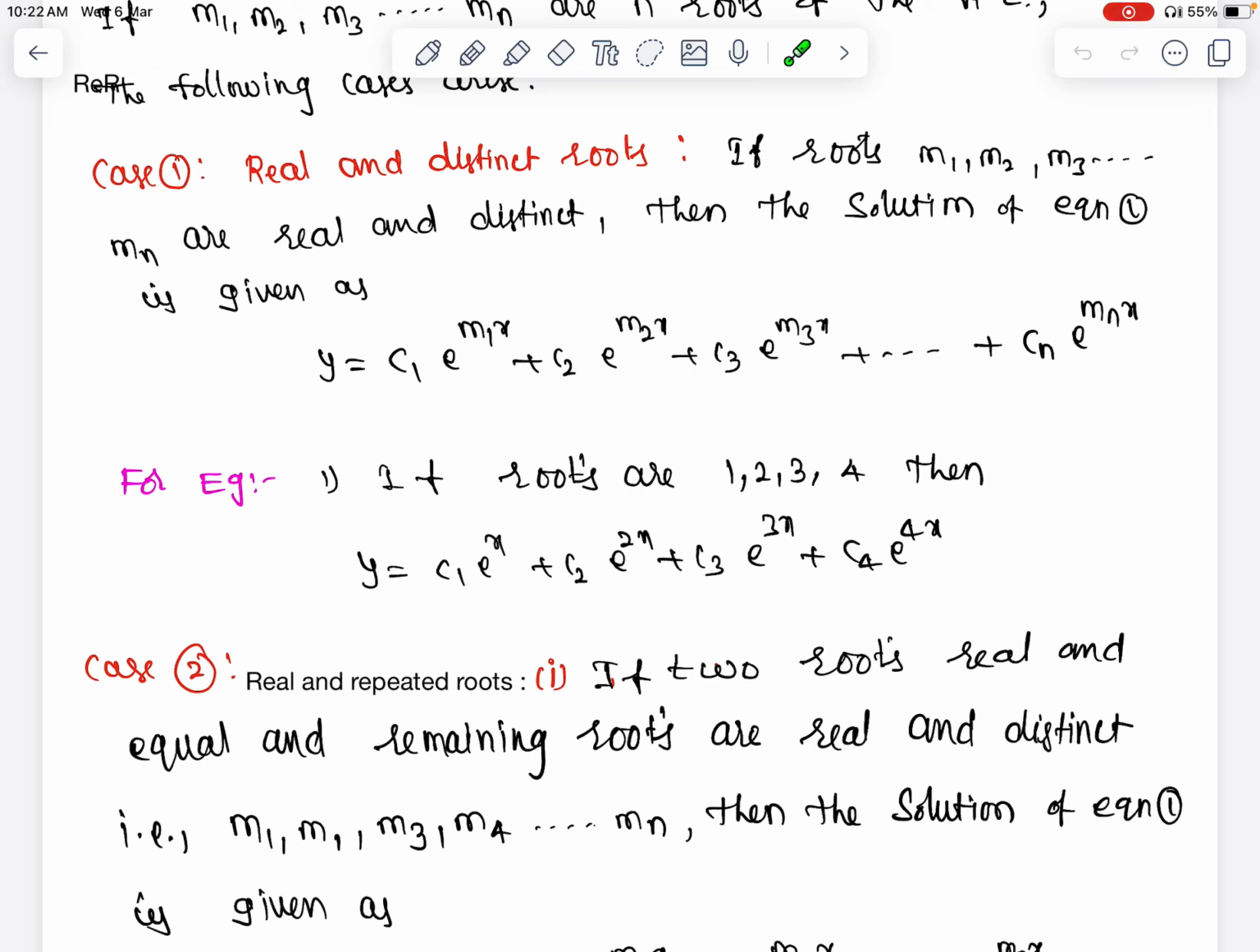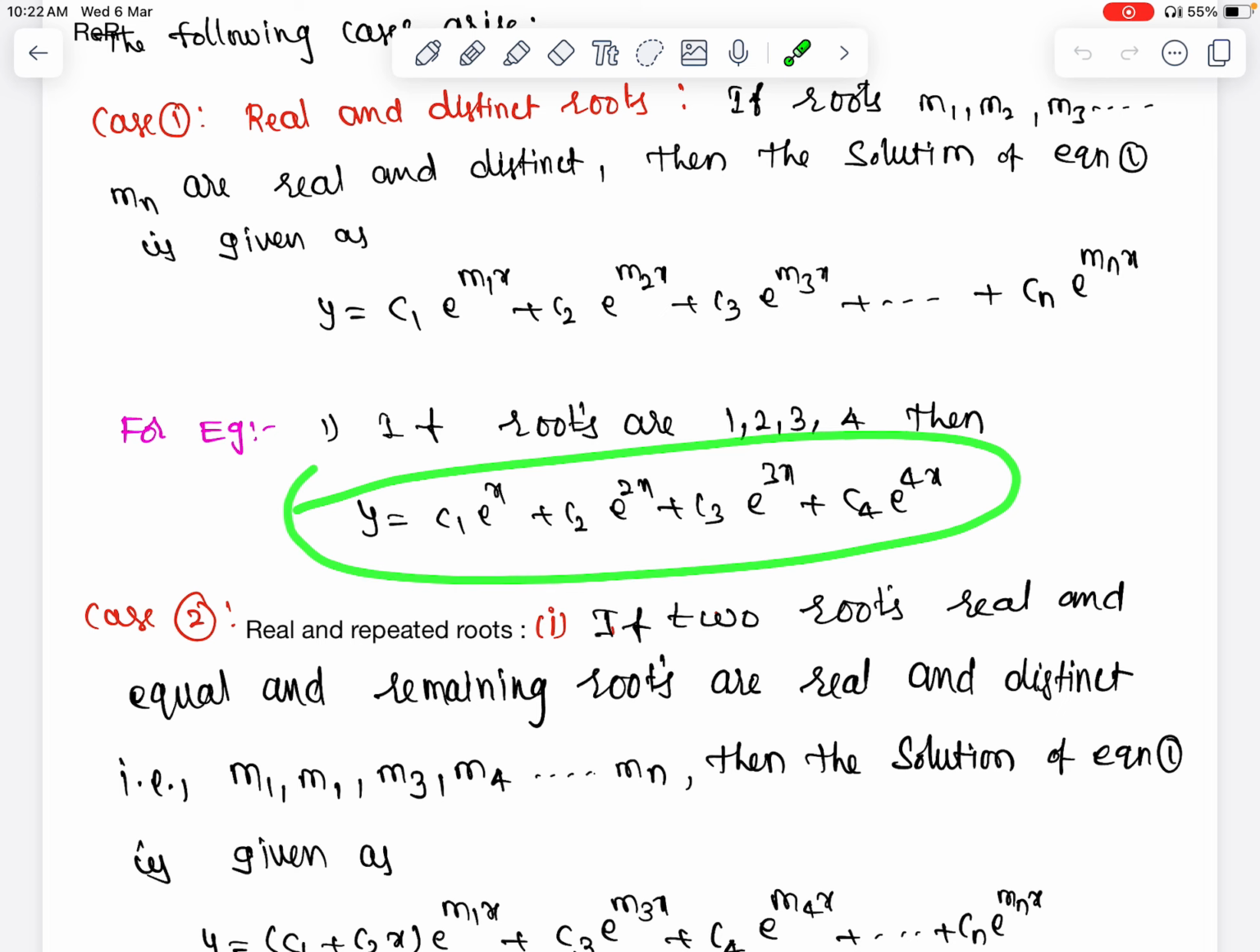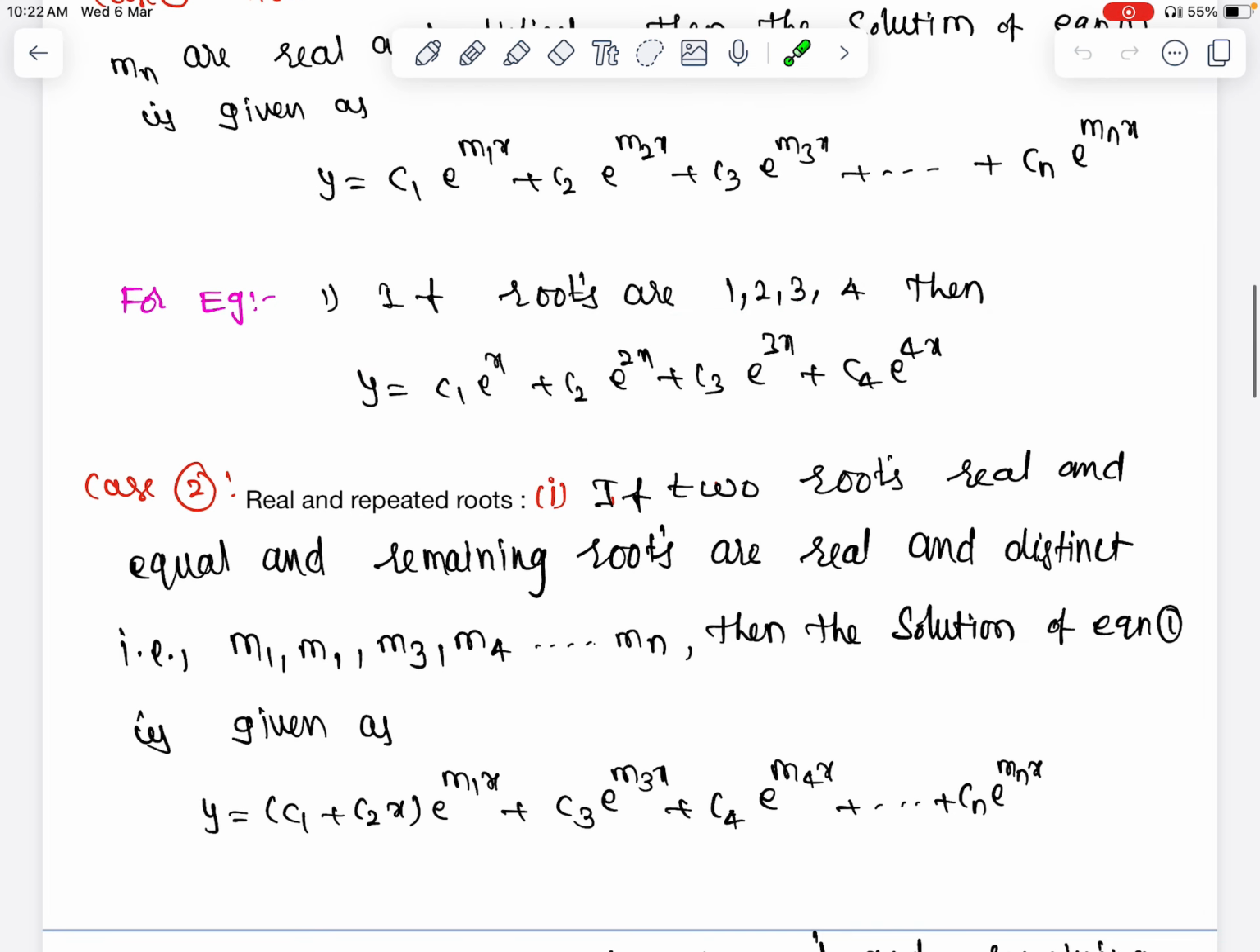For a simple example, 1, 2, 3, 4 are the real and distinct roots. Then the general solution is y = C1 e^(1x) + C2 e^(2x) + C3 e^(3x) + C4 e^(4x). It is the general solution when roots are real and distinct. Next, case 2: roots are repeated.